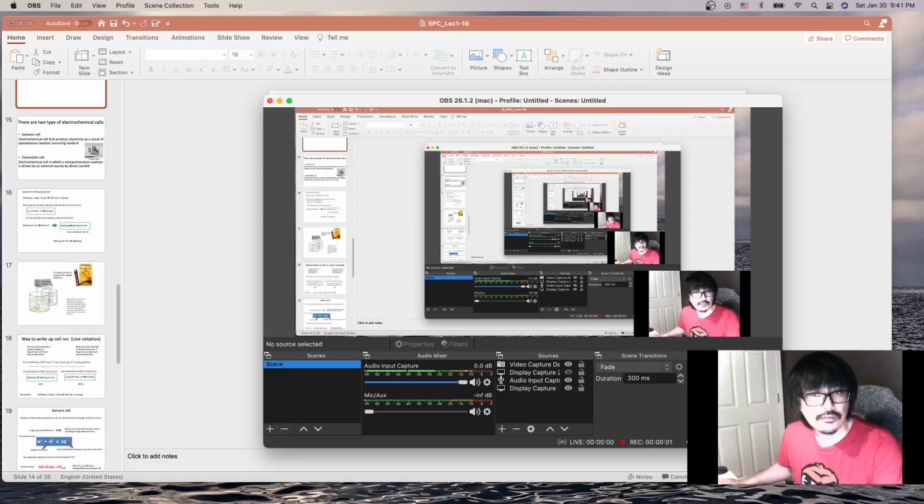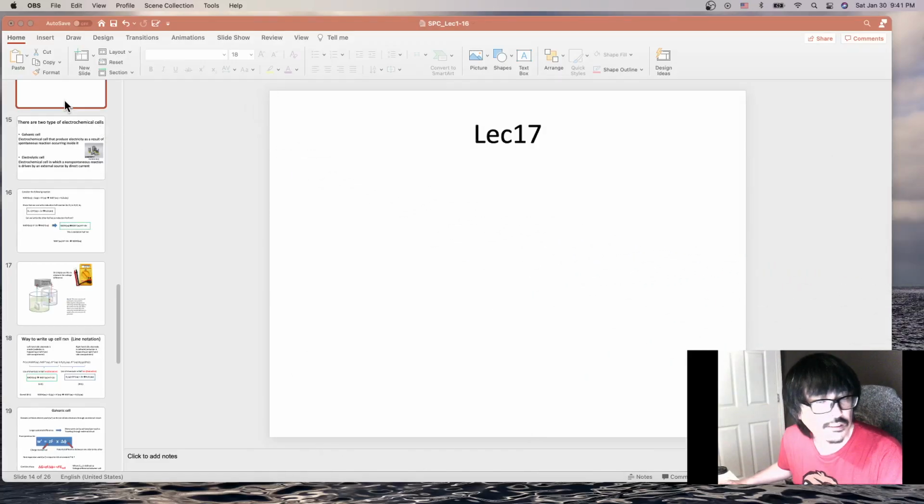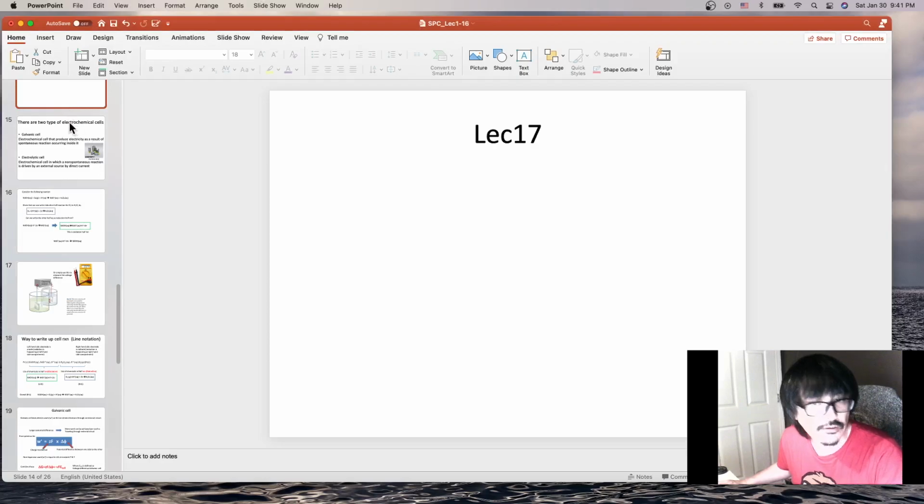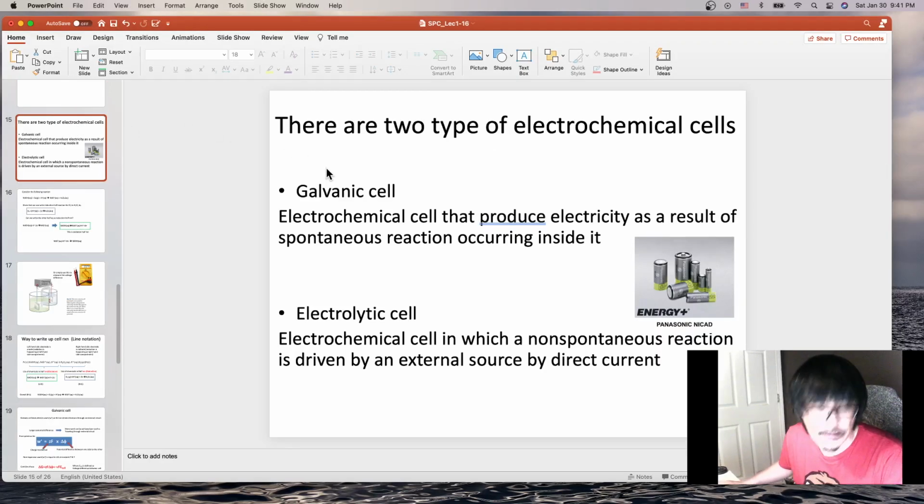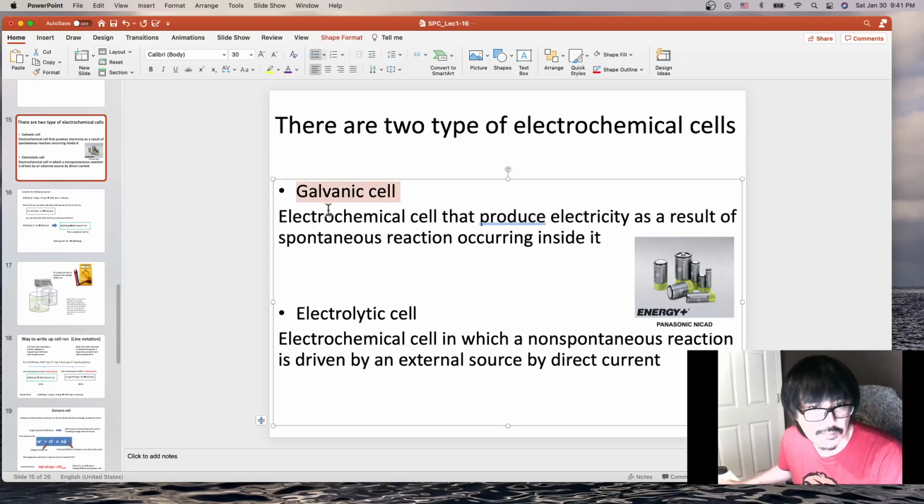Okay, let's do lecture number 17. That's a continuation of the electrochem, the stuff that I didn't talk about, but I think you probably have seen this definition of the galvanic cell and the electrolytic cell. Just read it. I think you already know these types of things from Genchem 2, I think.